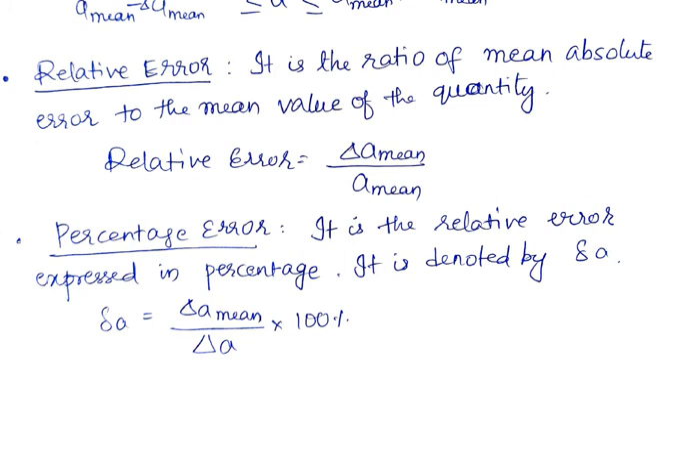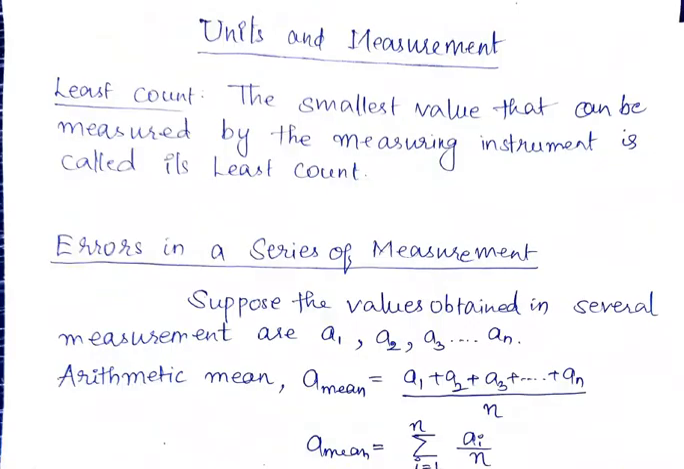So what is percentage error? The relative error expressed in percentage is the percentage error. You know how to convert anything into percentage. Suppose in a periodic test you get 35 out of 40 marks. How much would you get for 100 marks? 100 multiplied by 35 divided by 40. The same thing we have here: we multiply by 100, so we are converting into percentage, and it is called percentage error.